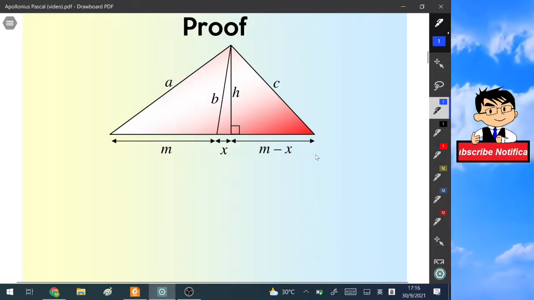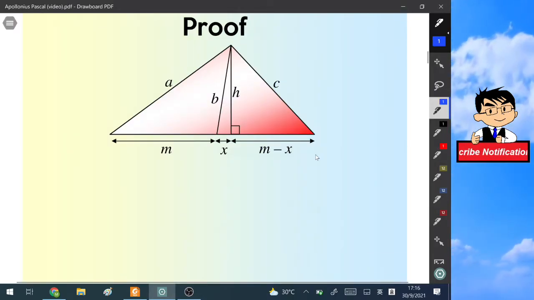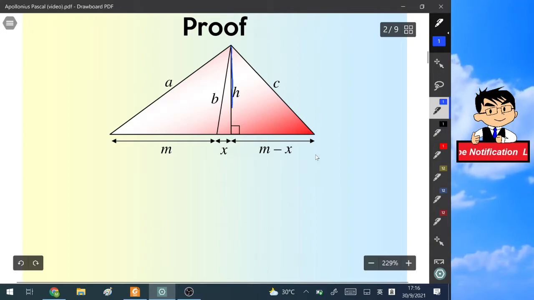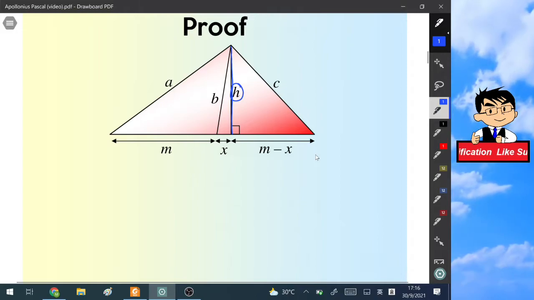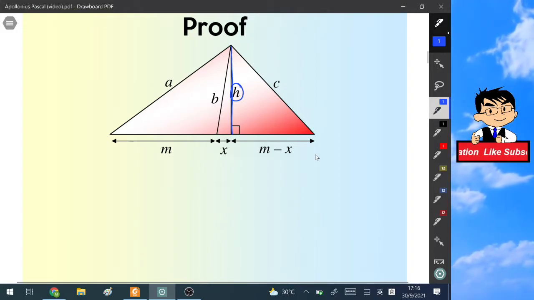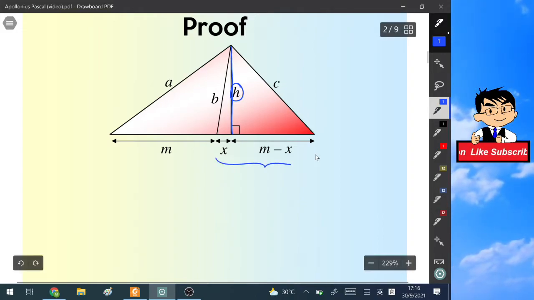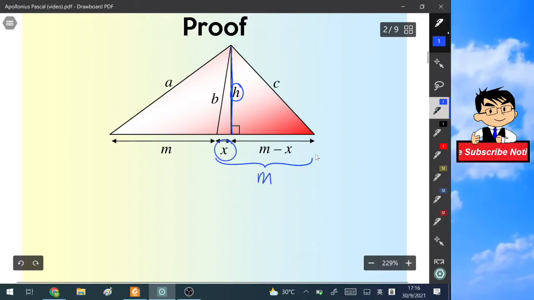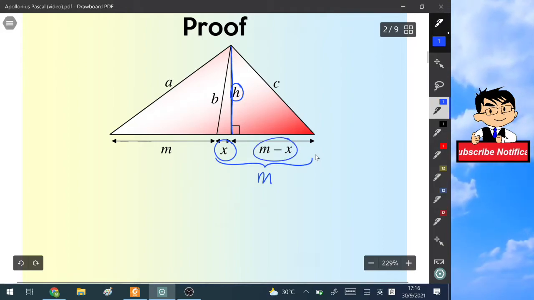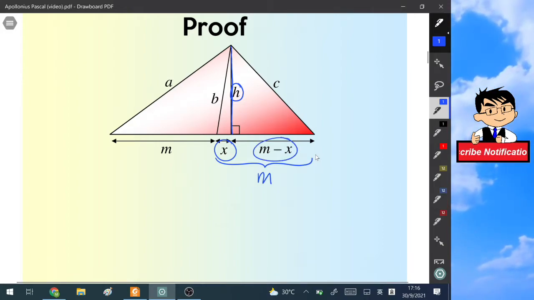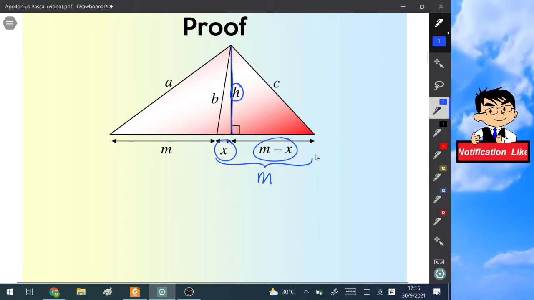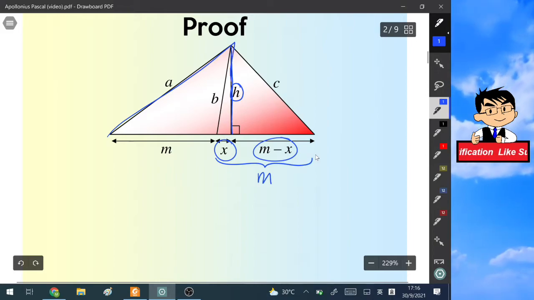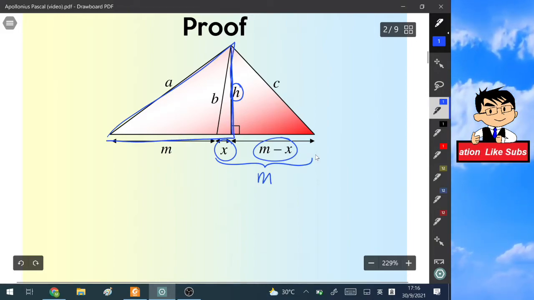To prove the theorem, we first draw a height from the vertex of the triangle to the base, and we label it h. Now we can divide the right portion of the base into two parts, x and m minus x. And now we are going to consider three right angle triangles. The first one is this one, AH and m plus x.